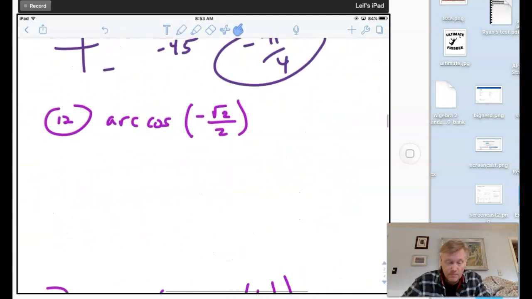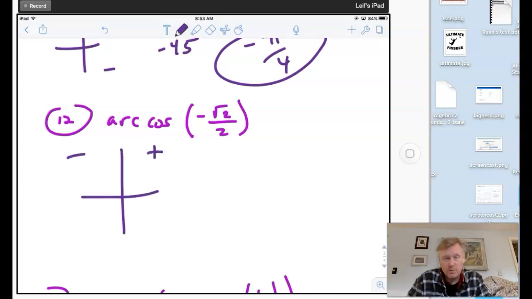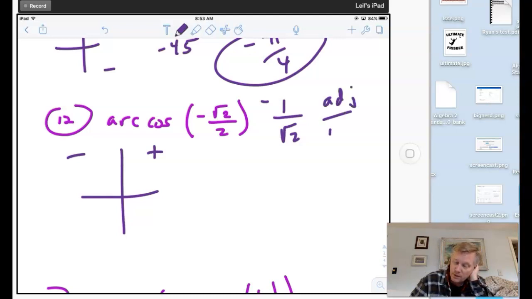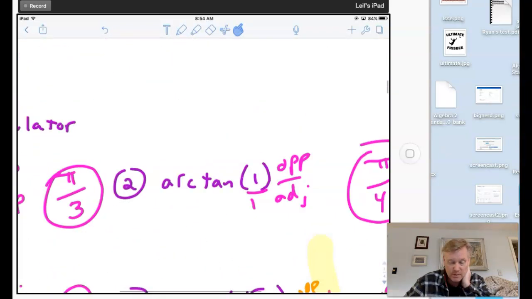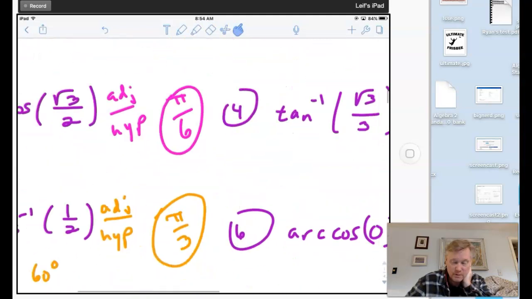Okay. Number 12. Arc cosine of negative square root of 2 over 2. Which means two things. I know the cosine is positive here, negative there. So once again, I'm going to be in that second quadrant. And they reduce the radical on us, which is the same as 1 over the square root of 2. Cosine is adjacent over hypotenuse, which means I'm looking for which one's adjacent to the 1, with hypotenuse square root of 2. Adjacent to the 1 would be that one with the square root of 2. So 45 degrees is my reference.